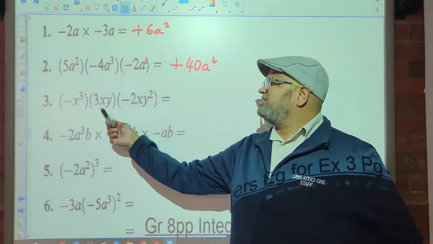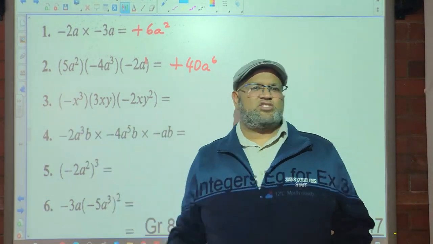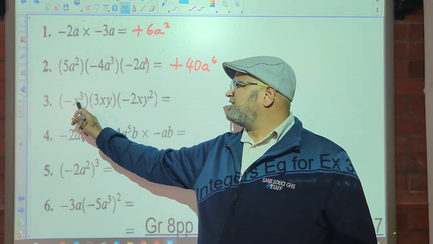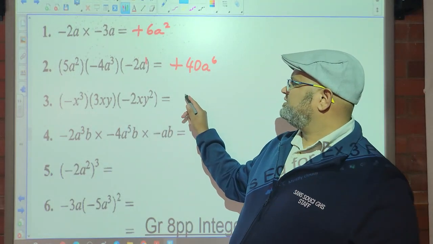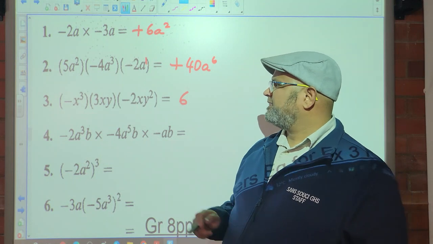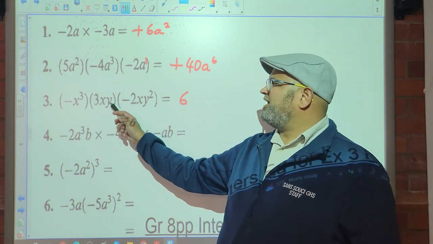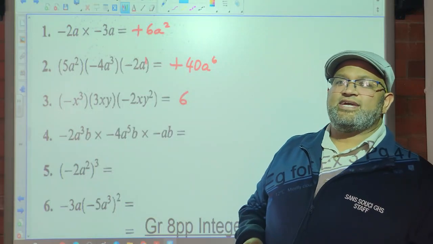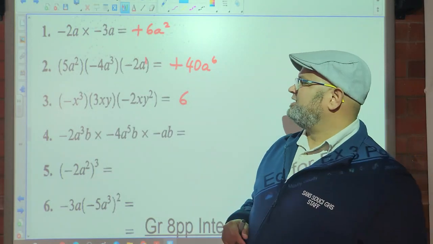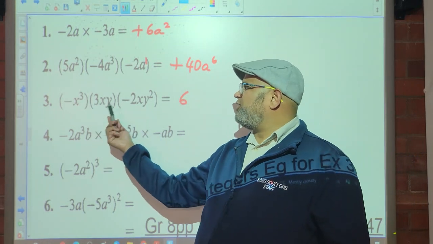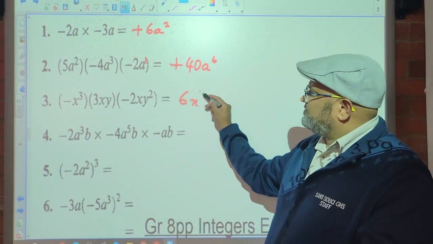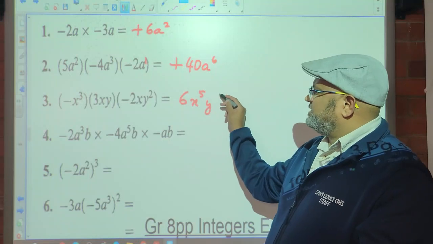How many negatives are here? 2. So the answer is going to be positive. There's the 1 here, not so? 1 times 3 times 2, 6. x cubed times xy, x to the 4y. And x to the exponent 4y times xy squared, x to the 5y cubed.